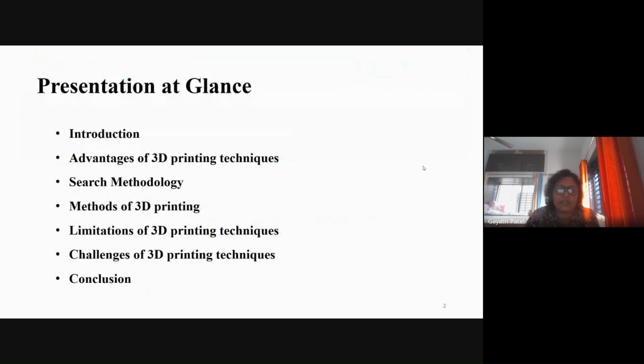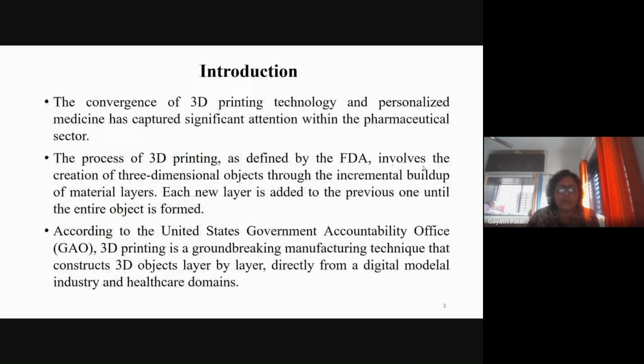I would like to present 3D printing, the different definitions as per the regulatory agencies, and the advantages. I will also cover the methods of 3D printing in general, in a very brief way, because there are so many methods, but considering healthcare applications, what methods are presently available, the limitations of 3D printing techniques, and the challenges, along with my conclusion. Now, beginning with the introduction.